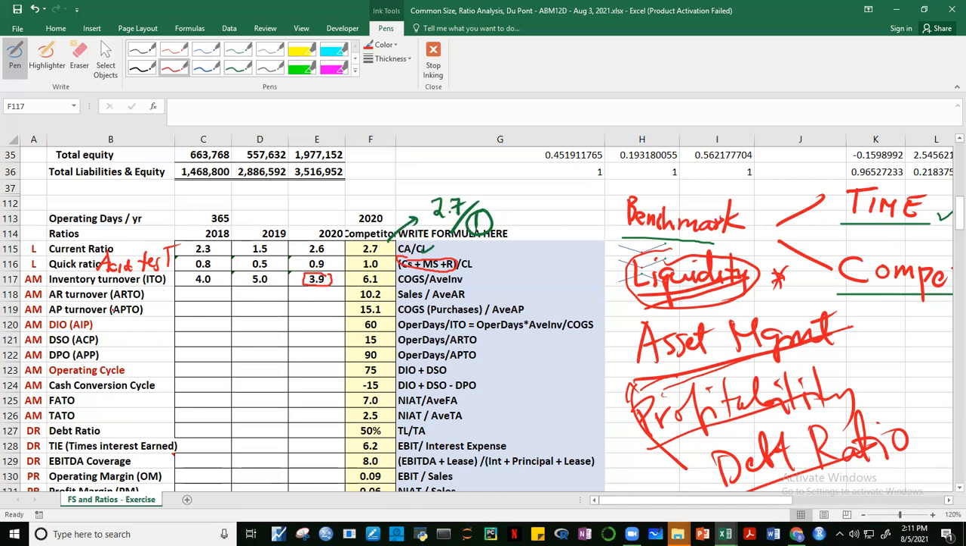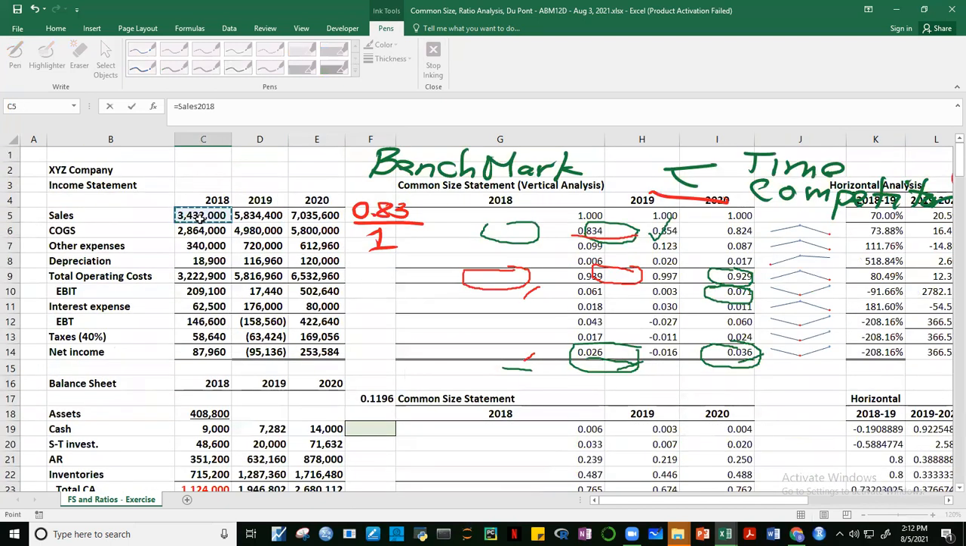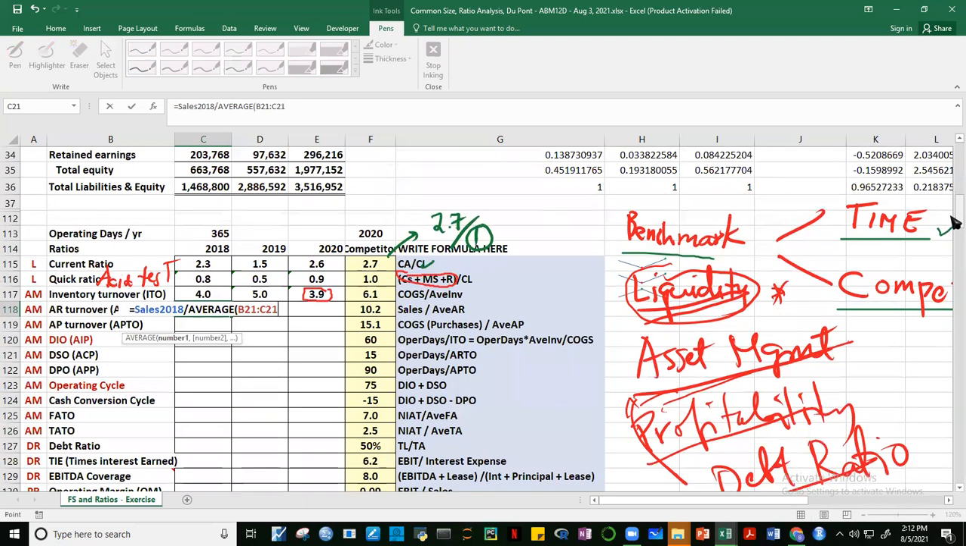Okay, so punta tayo dito sa R2, guys. Ano naman yung R2? So it's sales over average AR. Okay, so compute muna natin to. It's equal to sales divided by average accounts receivable. So let's also do that. Average accounts receivable is here. This one plus this one, average none. Okay. Close, control enter. 9.8. And this one is 4.5.